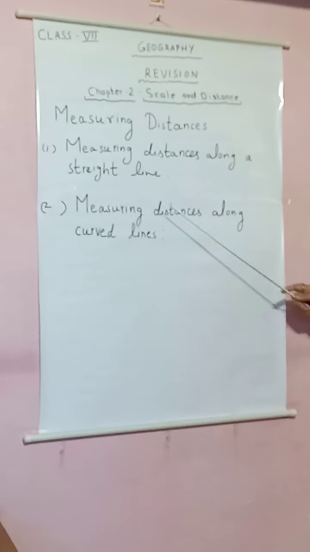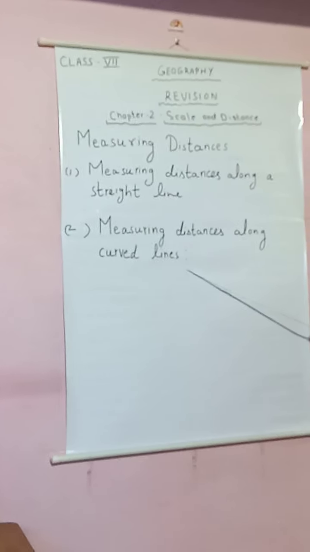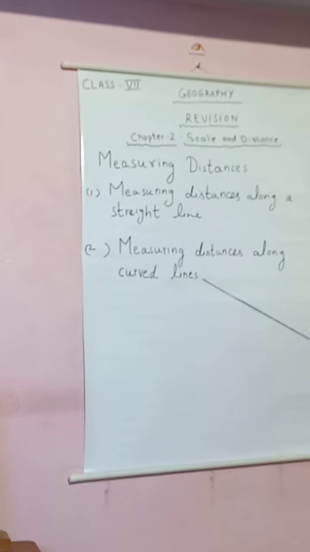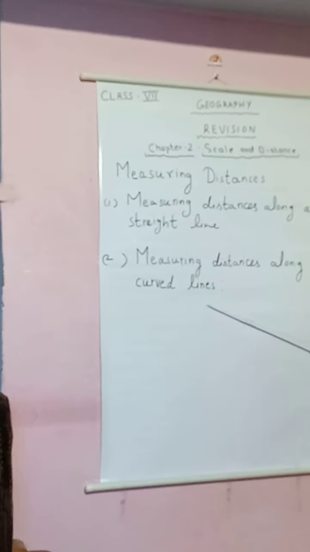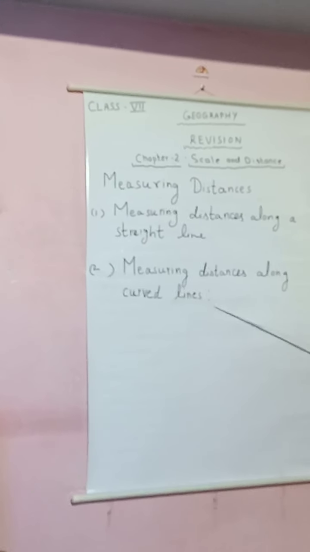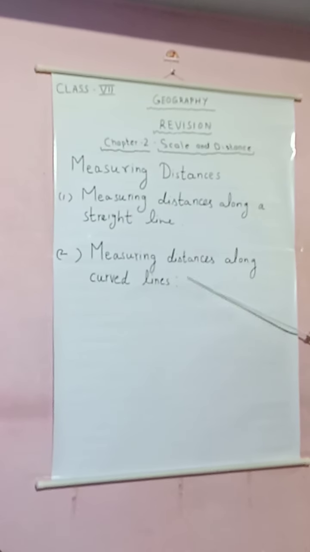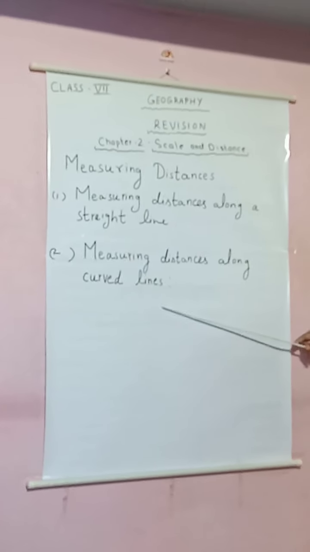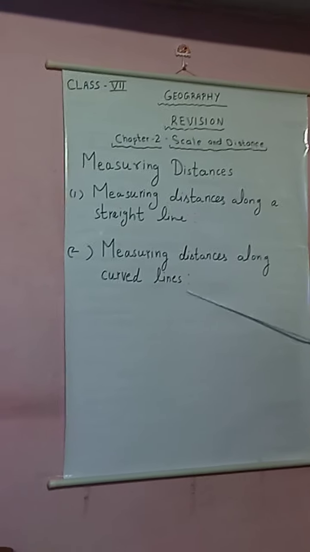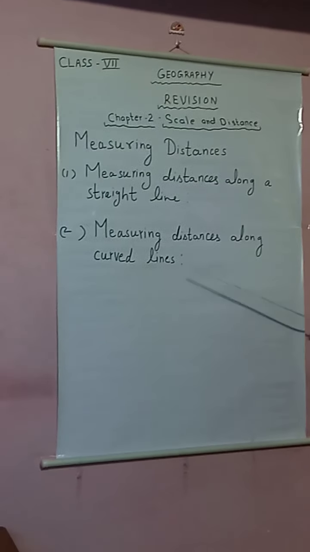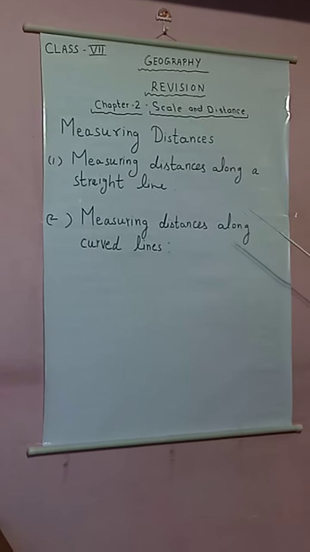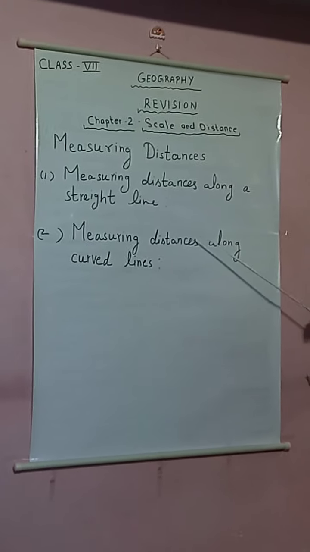Second is measuring distances along curved lines. So how to calculate the distance along curved lines? Distances along curved lines are measured by either the divider method or the twine method. Twine means thread method. These methods are useful in measuring lengths of rivers, railway lines, curved roads, cart tracks, etc. In the divider method, a divider whose pointed ends are 1 or 2 centimeters apart is used.